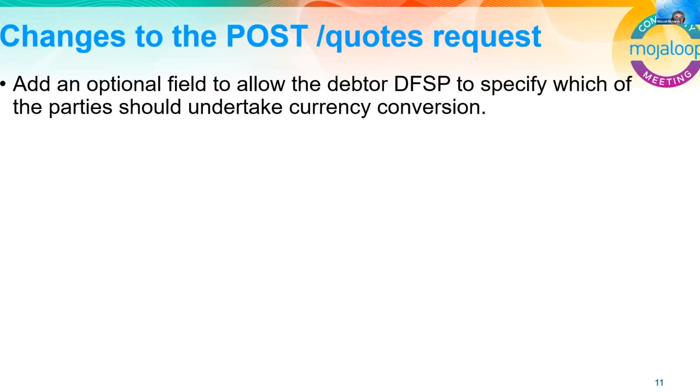That means that even though the amount is in the target currency, it's not clear, not determined in advance, whether conversion is going to be carried out by the debtor party or by the creditor party. And therefore, we allow an optional field where the DFSP can specify which party they want to do the conversion. This will be an enumeration.